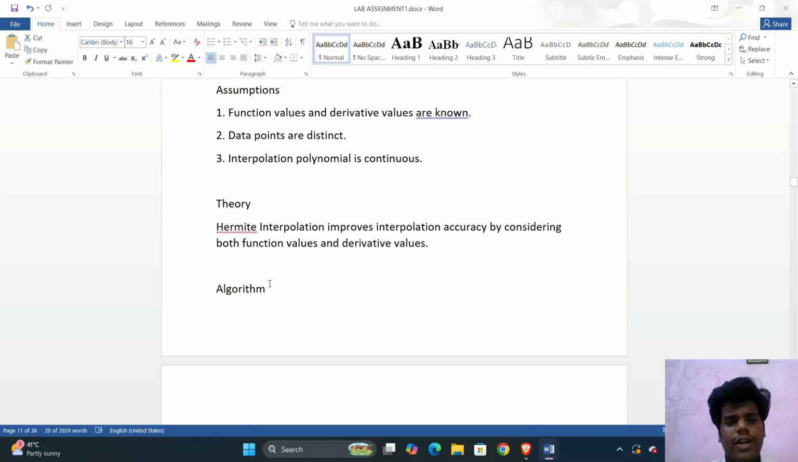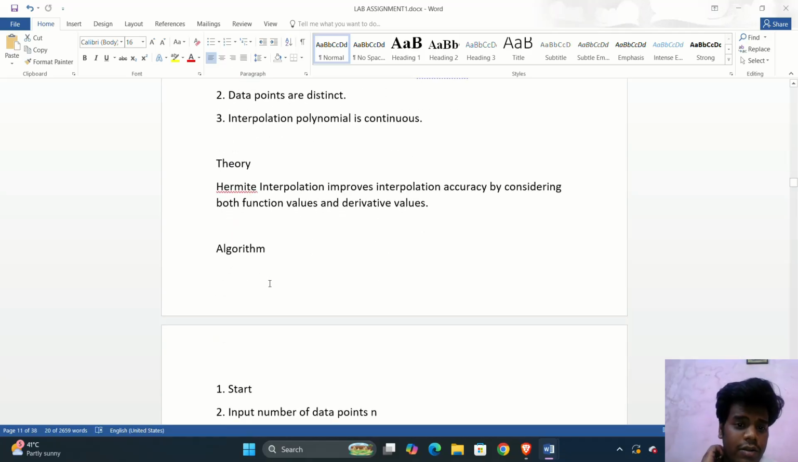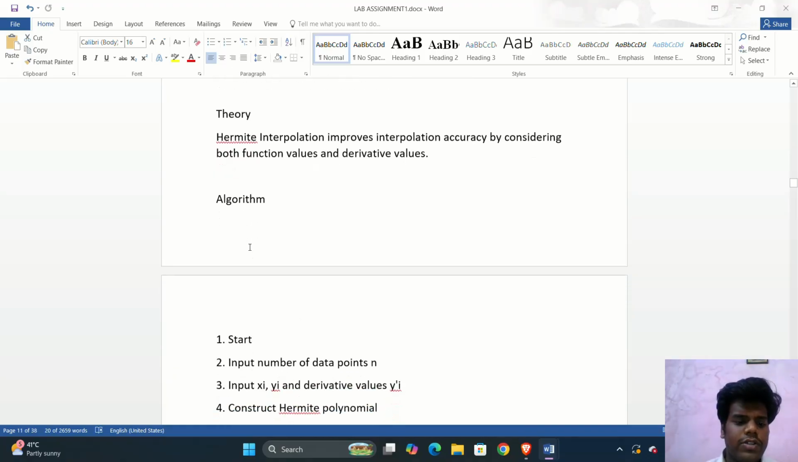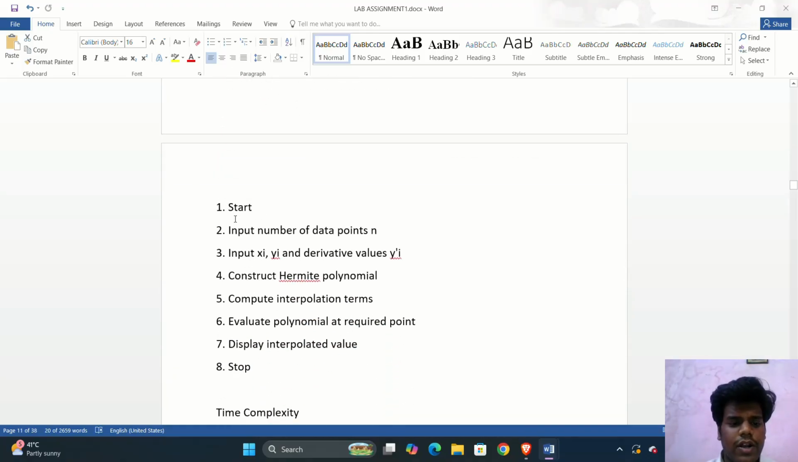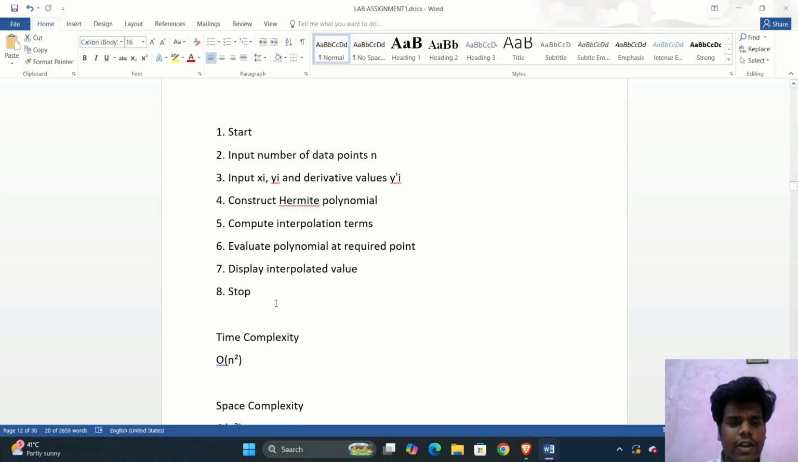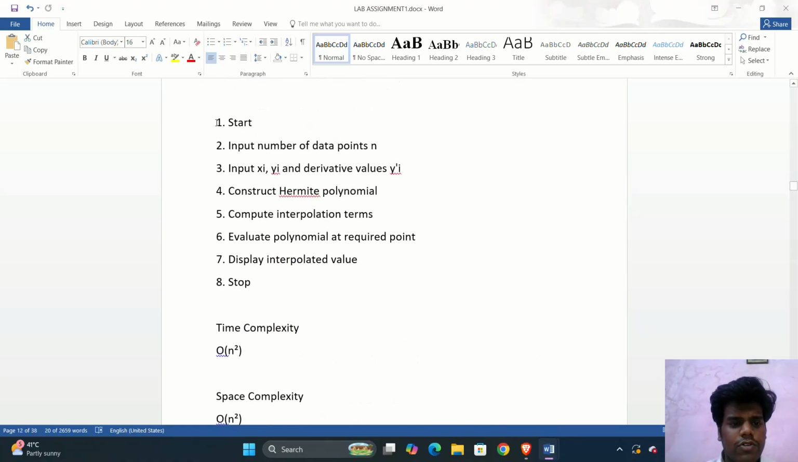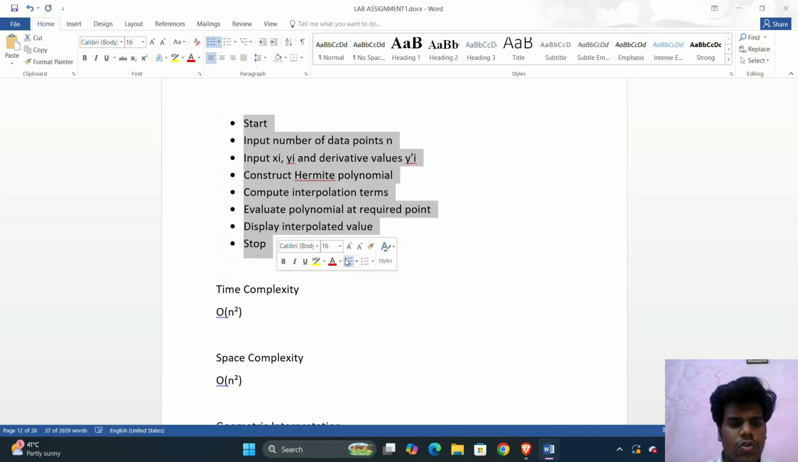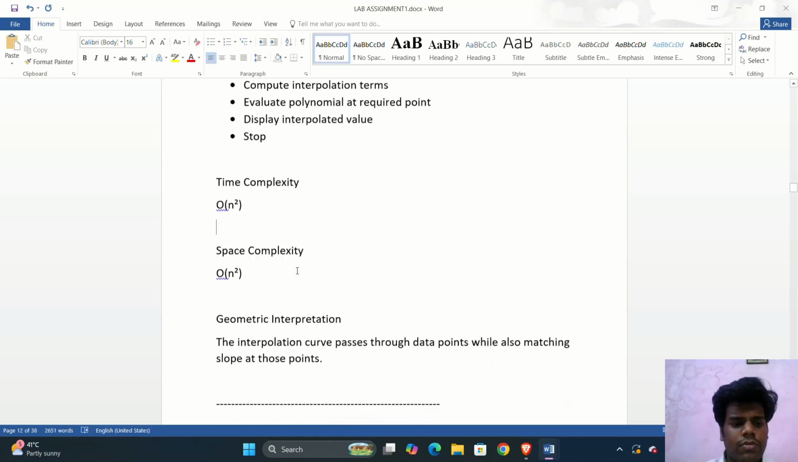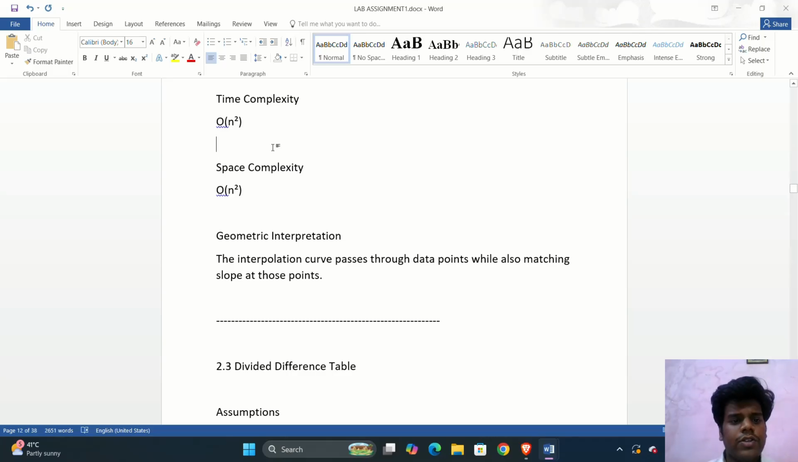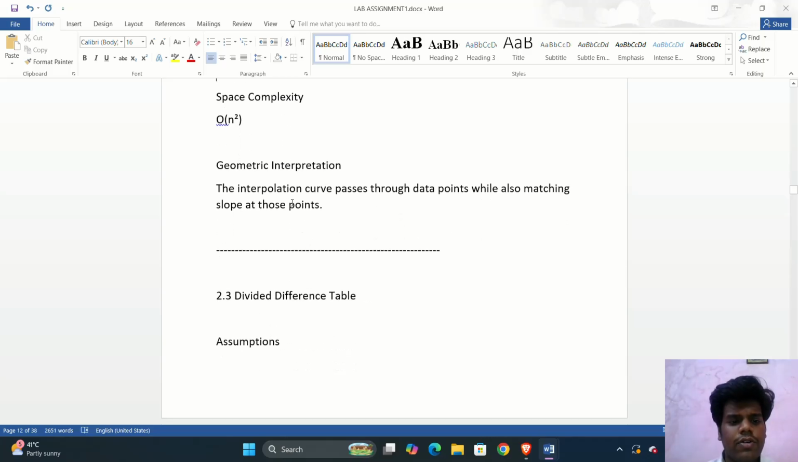Assumption: function values and derivative values are known, and the interpolation polynomial is continuous. Now I'll check the algorithm: start, input the number of data points, and input xi, yi data. Now check the time complexity, which is O(n square), and the space complexity, which is O(n square).